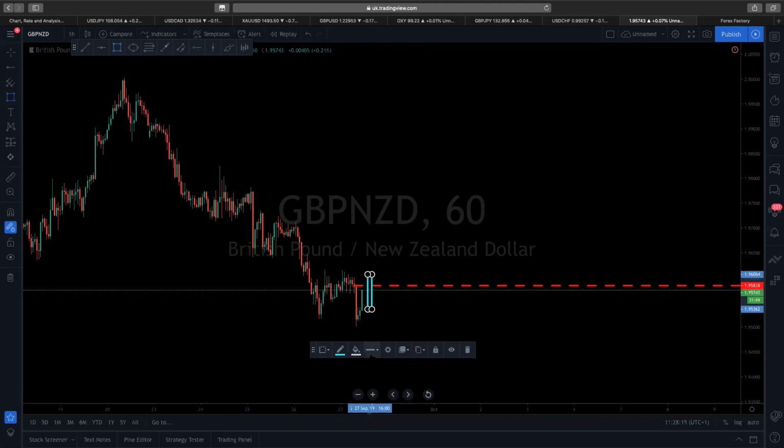just hold on. If this candle closes above, hold on, green.